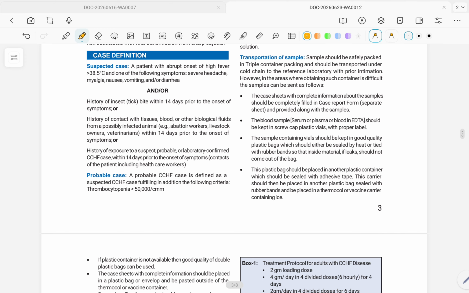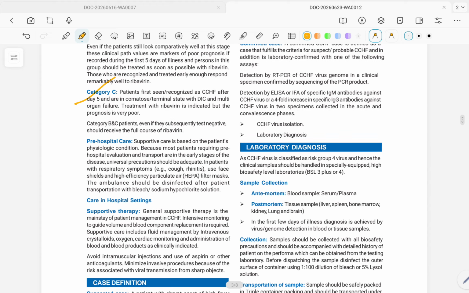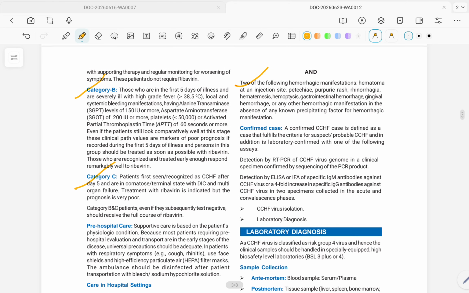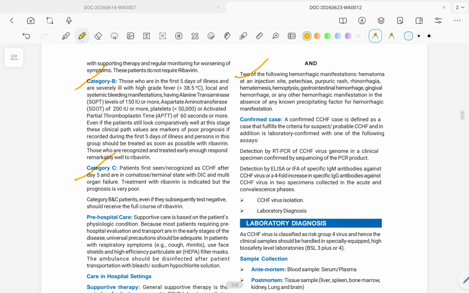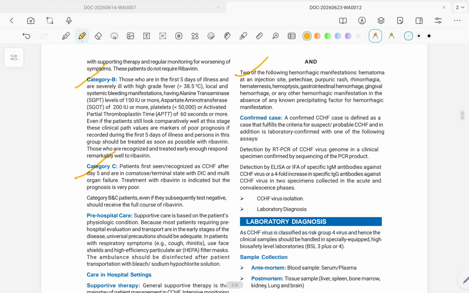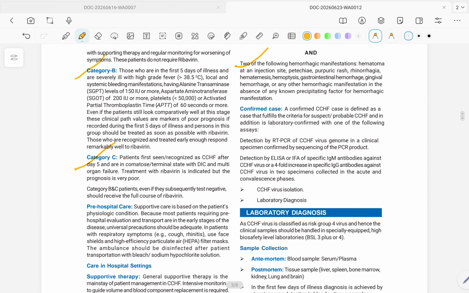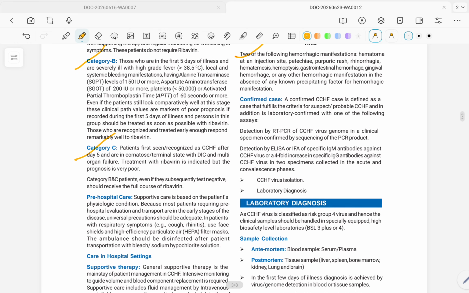Probable case. A probable CCHF case is defined as a suspected CCHF case fulfilling in addition the following criteria: thrombocytopenia less than 50,000 and two of the following hemorrhagic manifestations: hematoma at the injection site, petechial purpuric rash, epistaxis, hematemesis, hemoptysis, gastrointestinal hemorrhage, gingival hemorrhage, or any other hemorrhagic manifestation in the absence of any known precipitating factor for hemorrhagic manifestation.